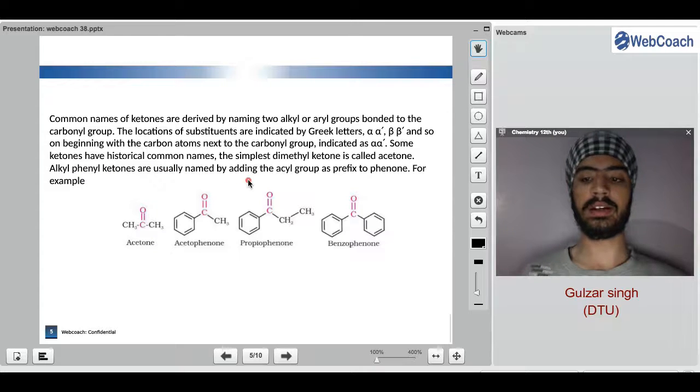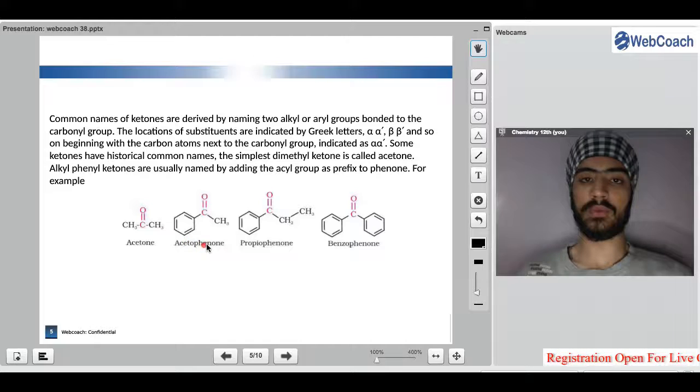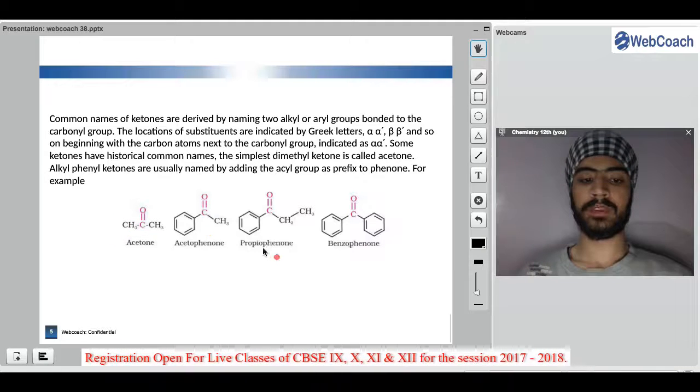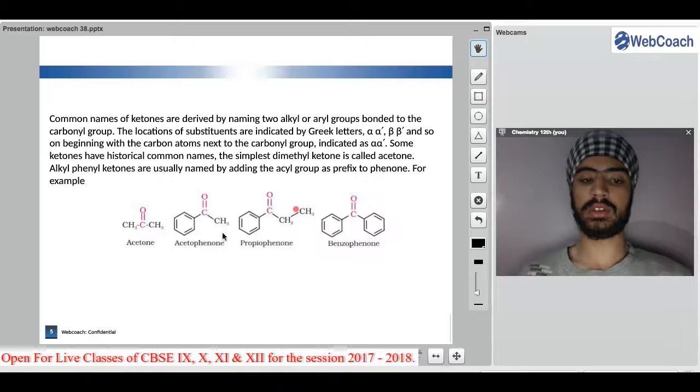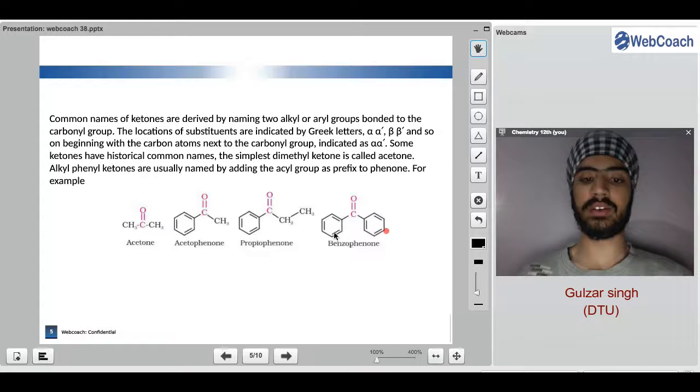Alkyl phenyl ketones are usually named by adding the acyl group as the prefix to phenone. For example, from acetone, we have acetophenone if we have a benzene ring attached instead of one of the alkyl groups. Propiophenone, because instead of acetyl we have three carbons now. Benzophenone, because in both of the groups we have benzene rings. So these are the common names of ketones and how they are derived and written.